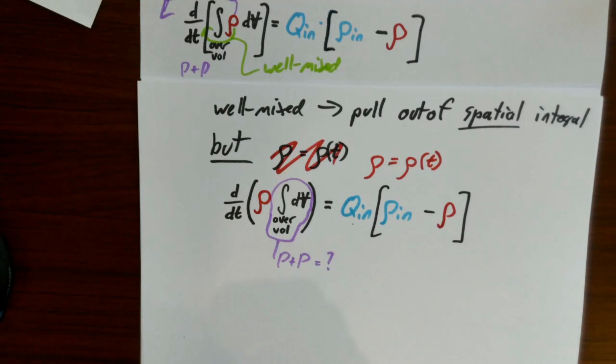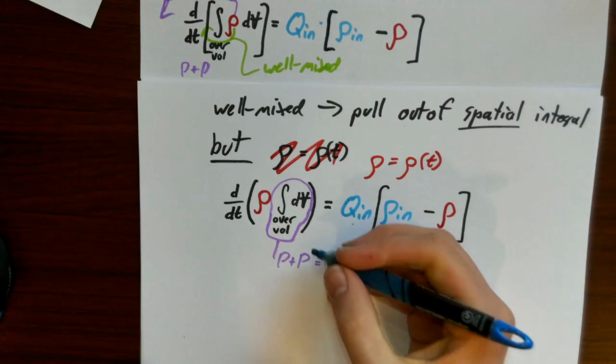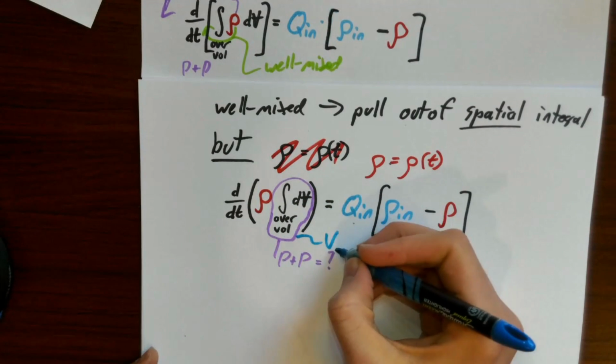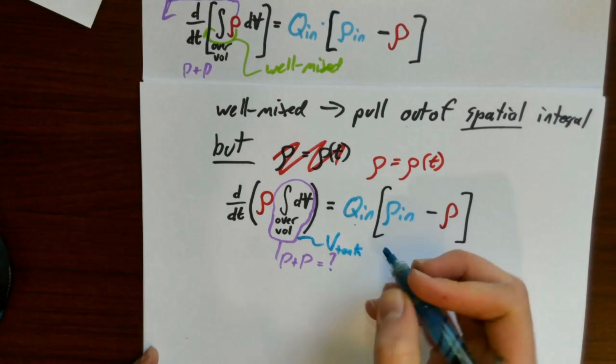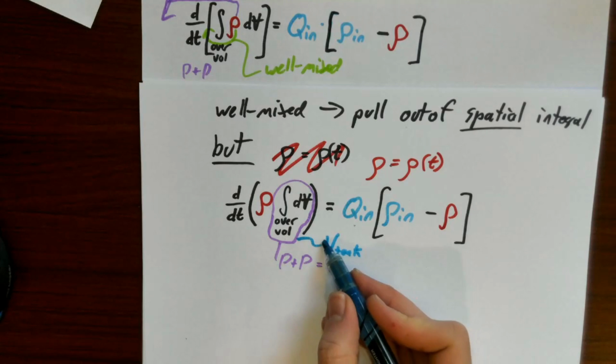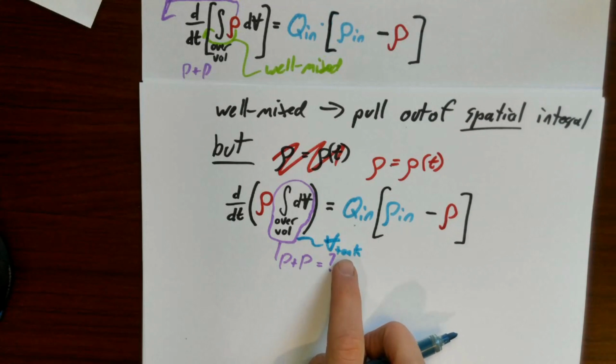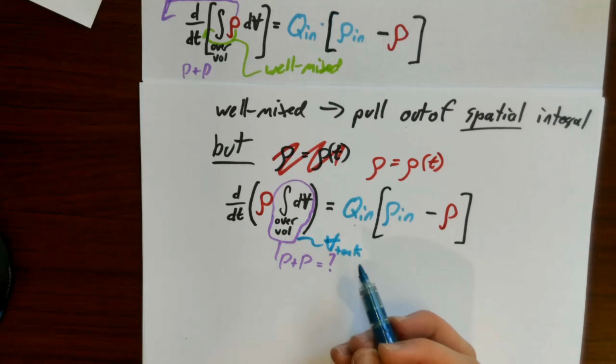This quantity in purple here is V tank, and we said this volume of the tank, the tank starts full and stays full.